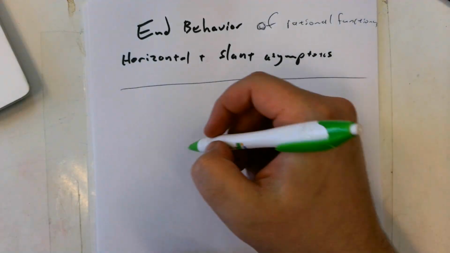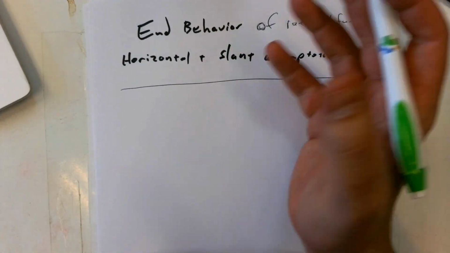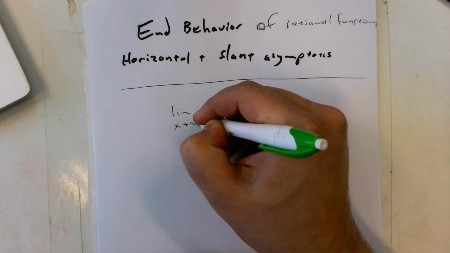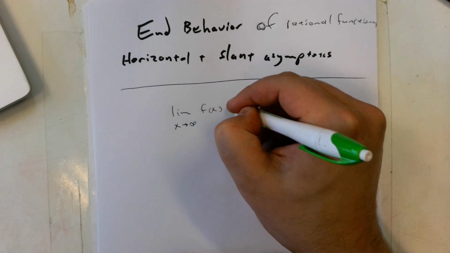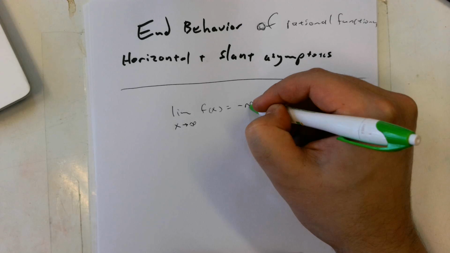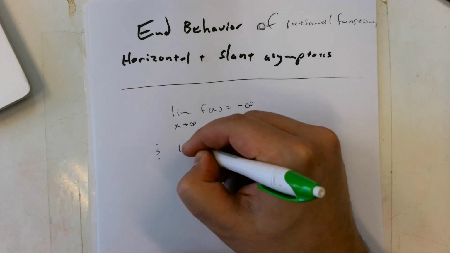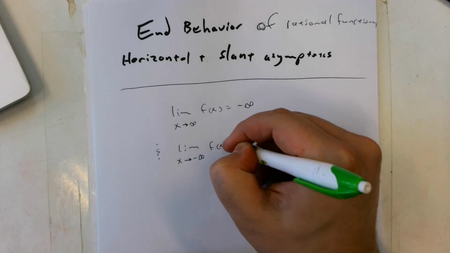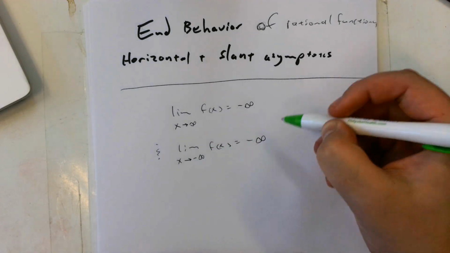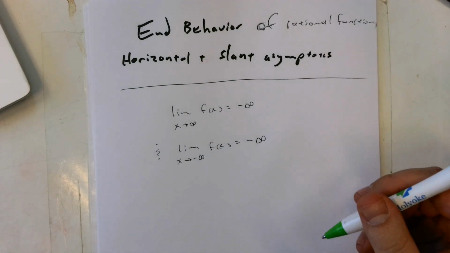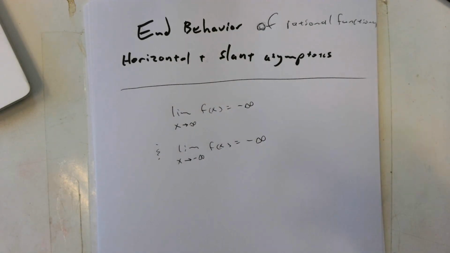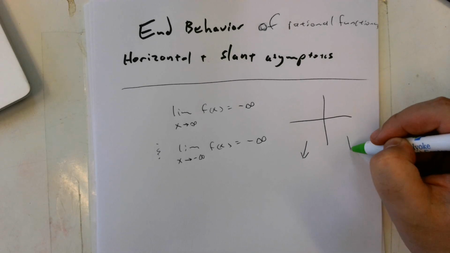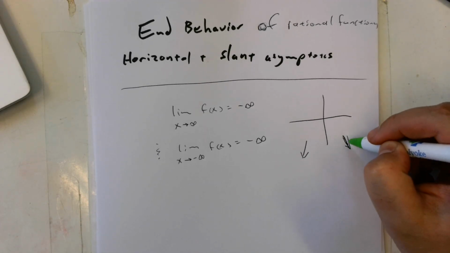This is not inherently different from our end behavior in the first half of the unit, where we saw, hey, the limit as x approaches infinity of f of x equals, I don't know, negative infinity, and the limit as x approaches negative infinity of f of x is also negative infinity. This indicated that we were talking about a function that was down on both sides. So without knowing anything else, we knew that this function was down.